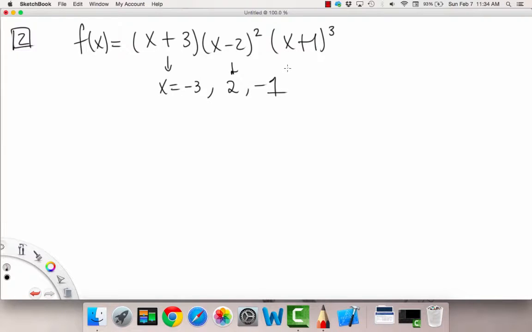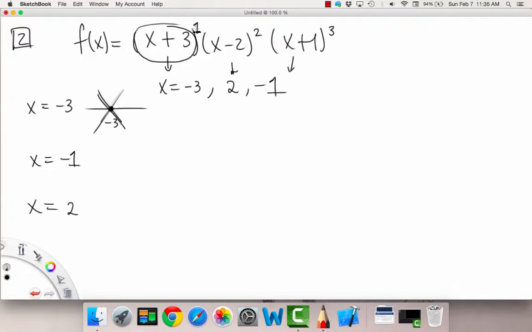Once we find our zeros or roots, we want to split them up into their own categories and study what happens at each of those roots. So let's see: x equals negative 3, x equals negative 1, and then x equals 2. Looking at x equals negative 3, the power on that grouping is just a 1. That means as we cross the horizontal axis at negative 3, we should have some kind of linear graph, something that looks like either that or that, because we have the power of 1.